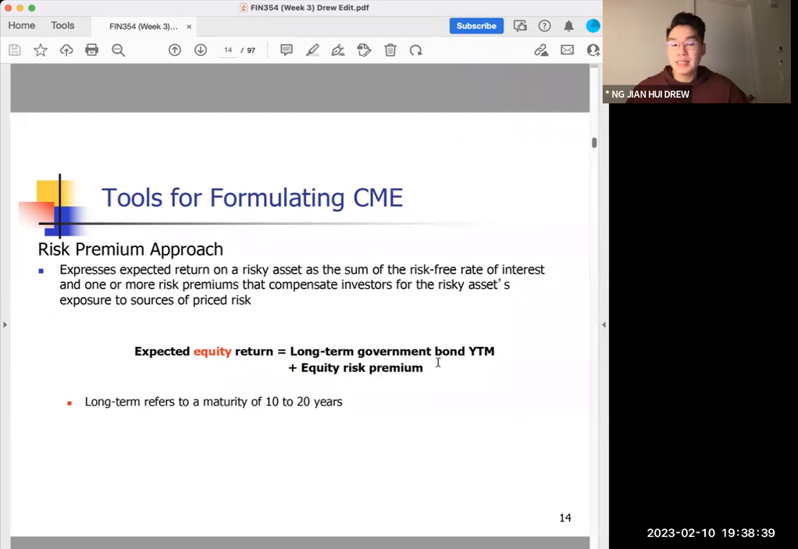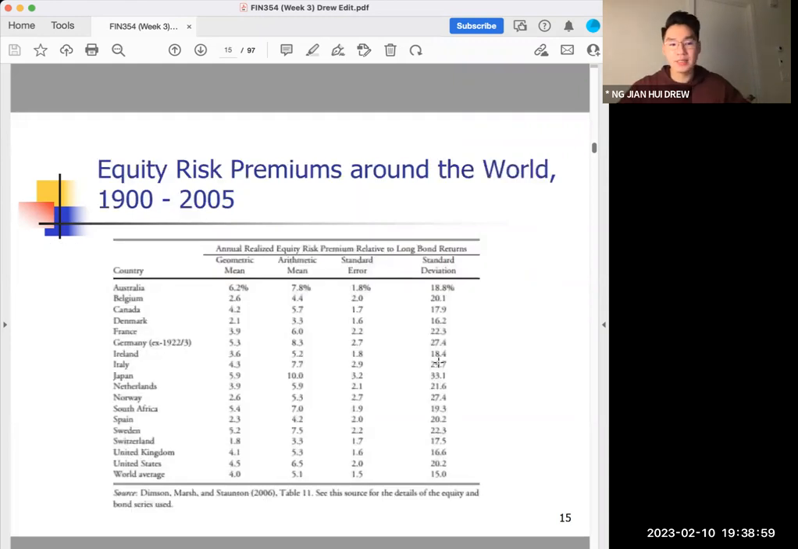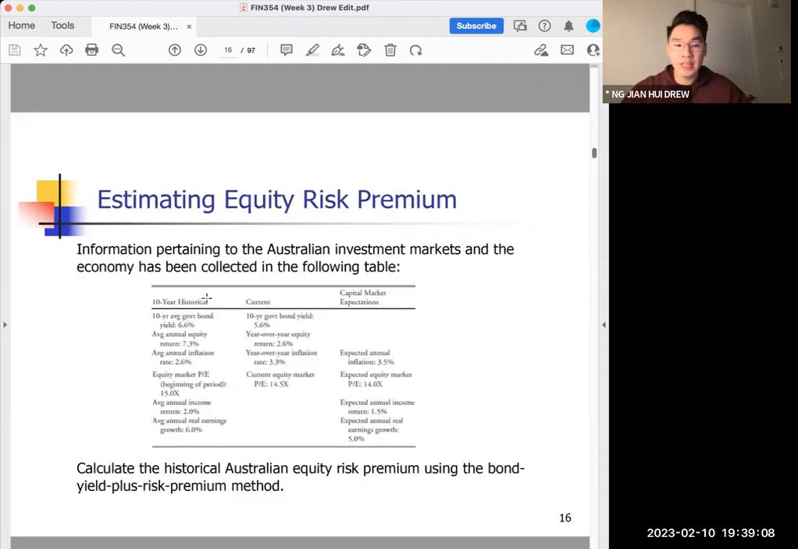We know that equity is more risky than bonds, right? So if you are going to buy equity, you should be rewarded by some premium for holding more risk, and that is the equity risk premium above the bond. This is just a quick look at the various equity risk premiums. You can just look at it when you're free.